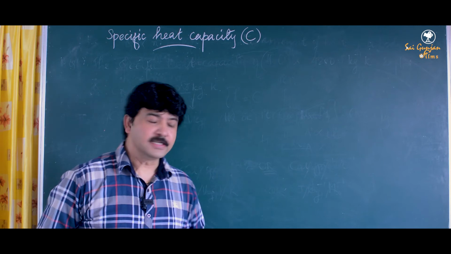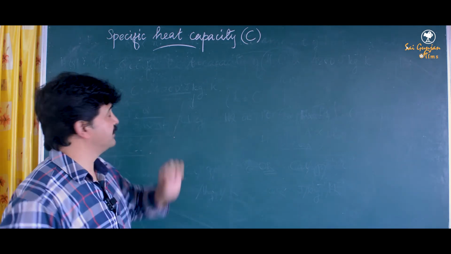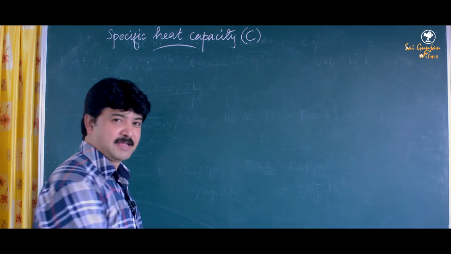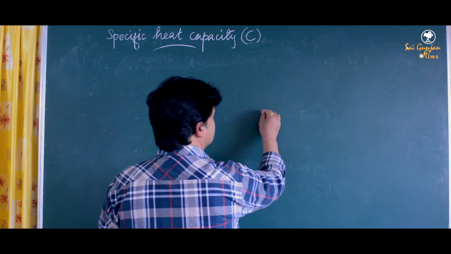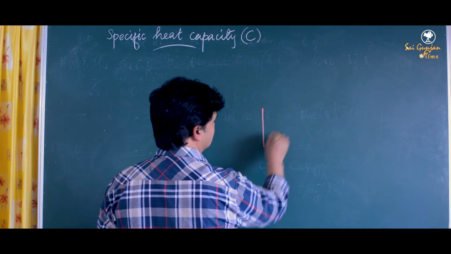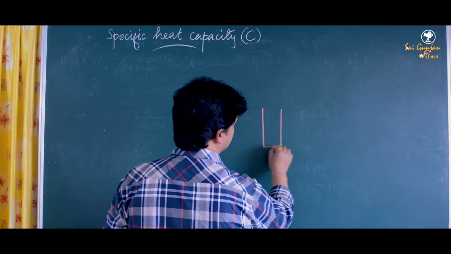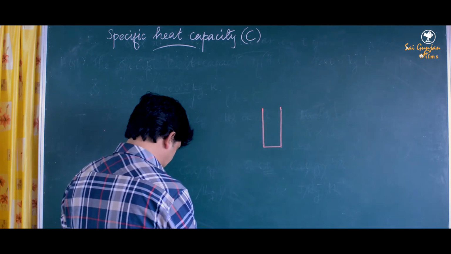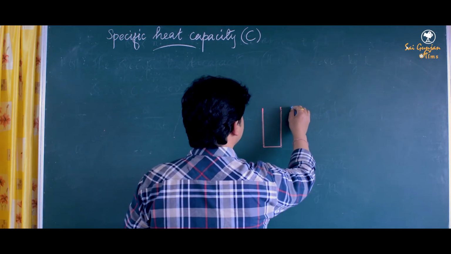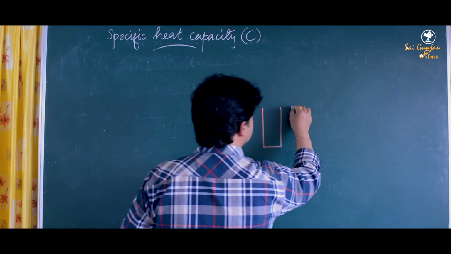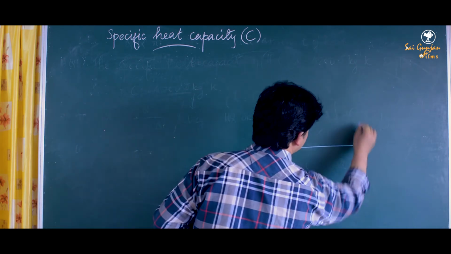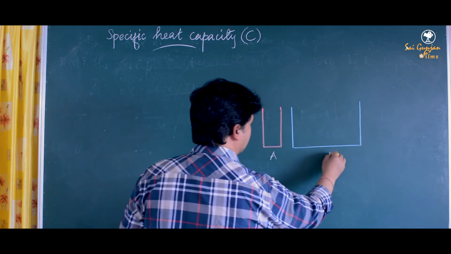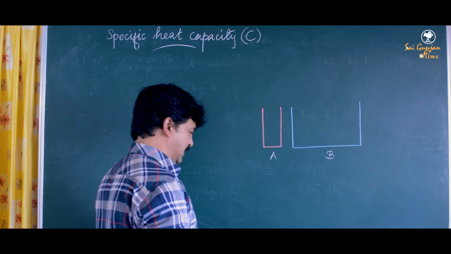Now, to understand the comparative values of the specific heat capacity, let me give you this example. Let's say this vessel has this much capacity, and there is another vessel. Let this be vessel A and let this be vessel B.